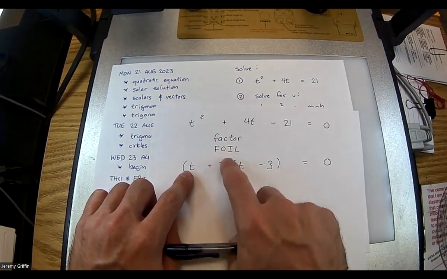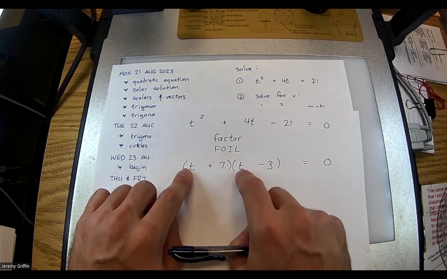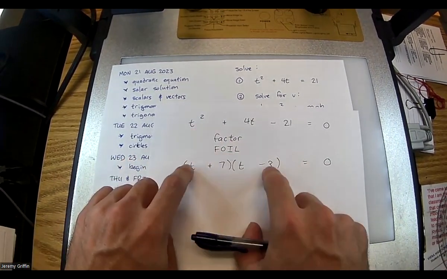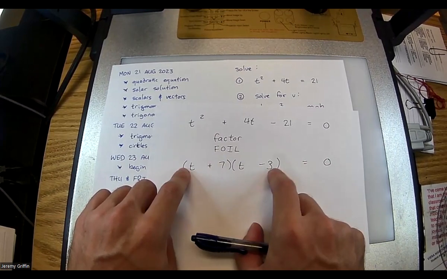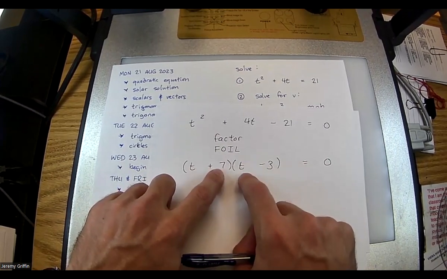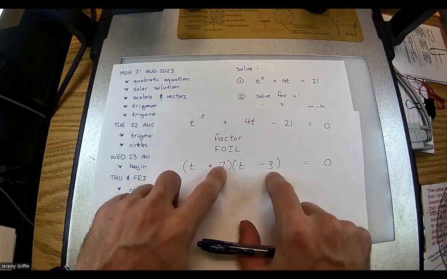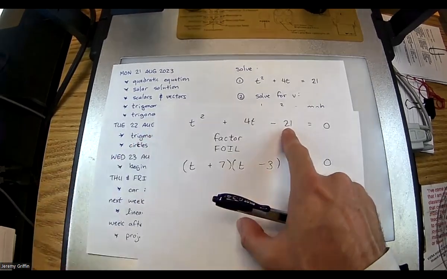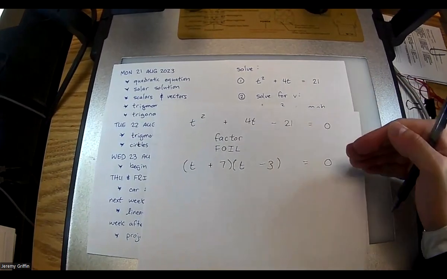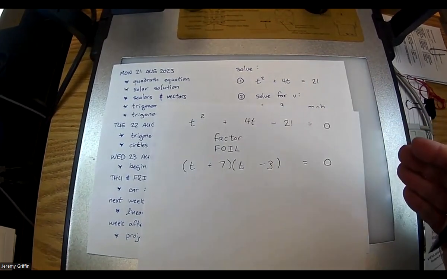Let's make sure. FOIL. First, t times t, t squared. Outside, that's -3t. Inside is +7t. Add those together, you get 4t. Last, 7 times -3 is -21. All right, so we're good. So this and this are saying the same thing. They're just written differently.